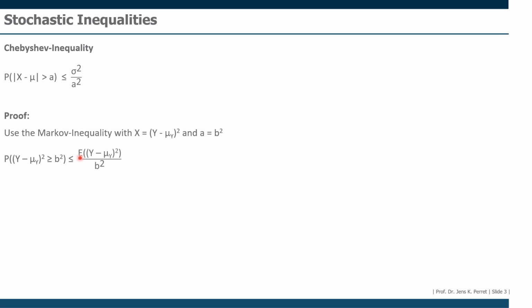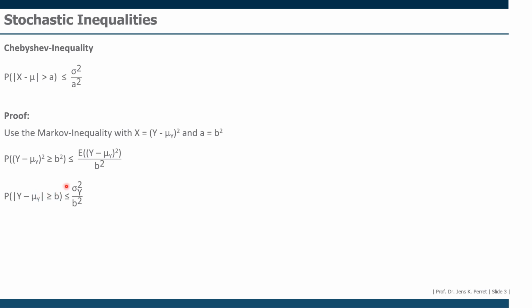Then we have mean divided by a with Markov. Well, that's the mean of this variable, the expected value. Divided by a, well, a is b squared here. If we look closely, this part here is similar to a variance of y. Also, this part here could be estimated in the following fashion. So we would get this result.